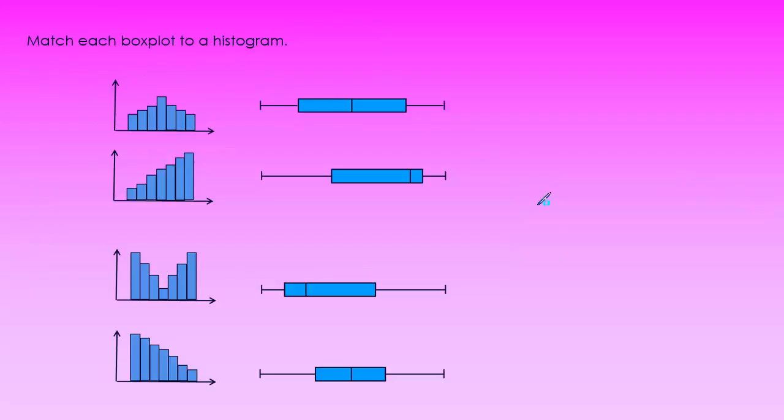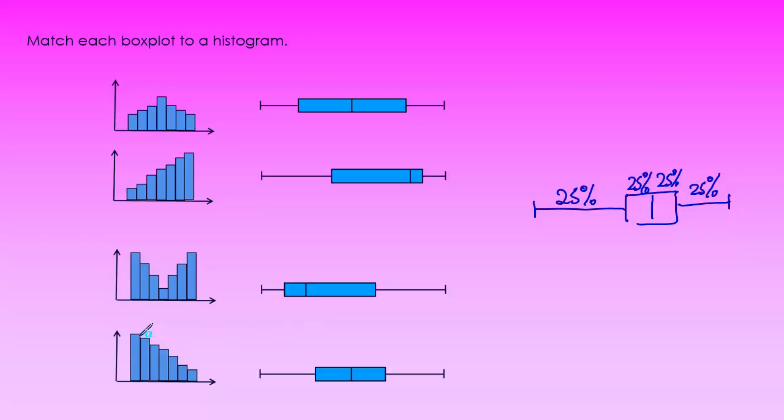Match each box plot to a histogram. Now it's important to remember when we have a box plot that you get 25% or thereabouts in each section. Remember, quartiles split the data into quarters. So depending on how many pieces of data you get, you'll get more or less exactly 25% on each section. So between the lowest value and the lower quartile, between the lower quartile and the median, median and the upper quartile, and the upper quartile and the highest value.